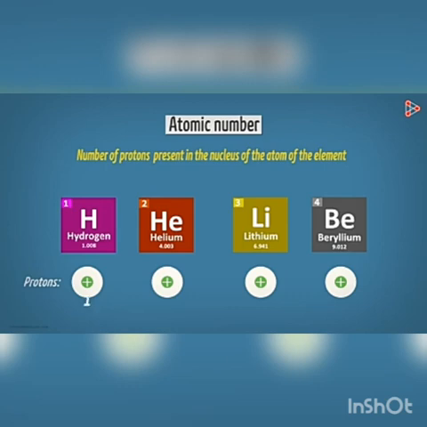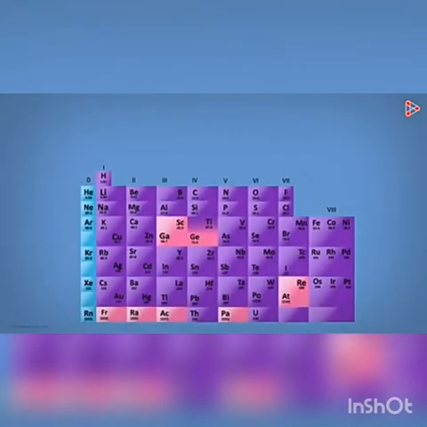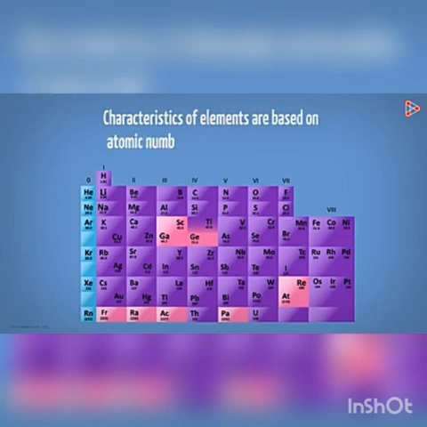Hydrogen has just one proton in its nucleus. Similarly, helium has 2 and lithium has 3. And how many protons will beryllium have? Correct, it has 4 protons. The same is valid for other elements as well. Coming back to the table, did Henry Moseley think that characteristics of elements are based on their atomic numbers and not their atomic masses? Yes, that's what he meant.